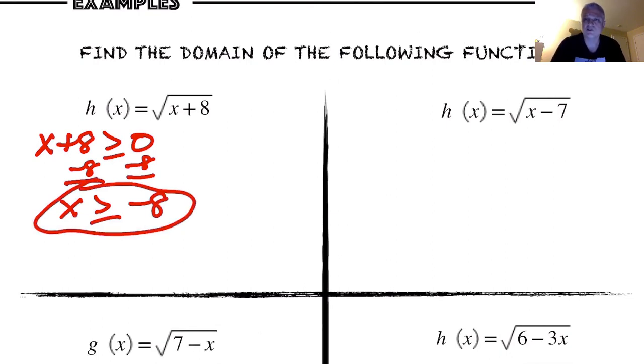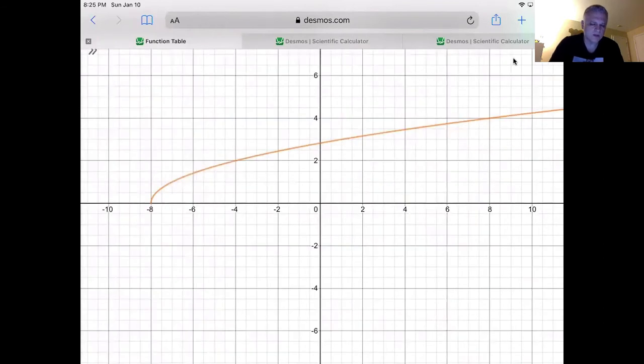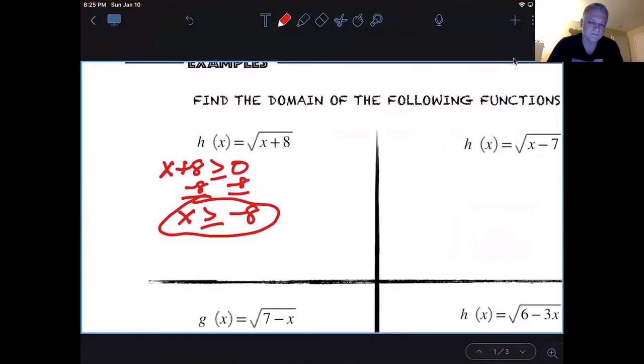Let's visually take a look again. Here's the graph of y equals the square root of x plus 8. You can see that the function just does not go to the left of negative 8. It's negative 8 and greater. It's equal to negative 8 and it's greater than negative 8. All of those x values work in this function. But anything less than negative 8 is not in the domain.